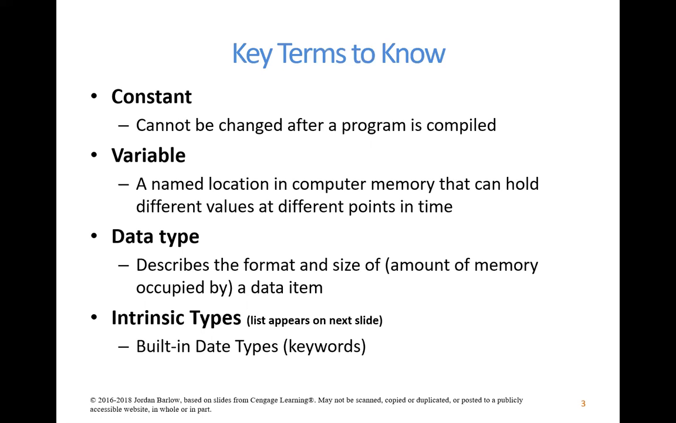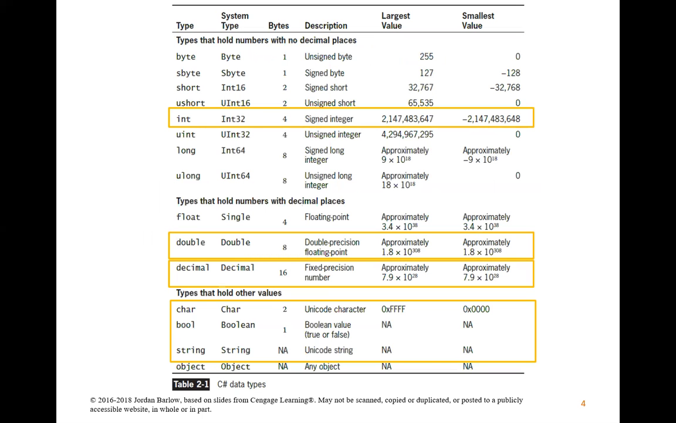Data type means the format and the size, in technical terms, the amount of memory on the computer that's occupied by a data item. And there are several intrinsic data types. This is a typo. It says built-in date types, but that's supposed to be built-in data types. All right. So every programming language has a set of intrinsic types, and they can vary sometimes between different programming languages. Table 2.1 shows you the intrinsic data types for the C# language.